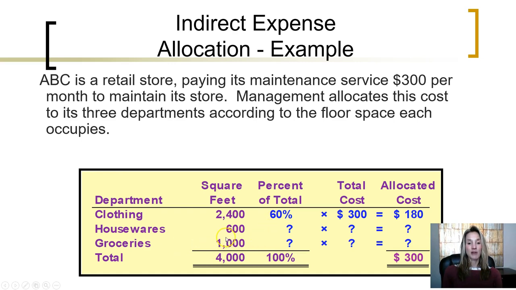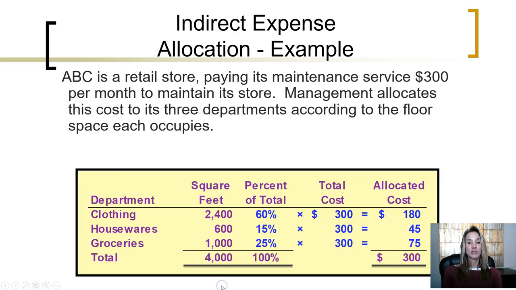We do the same for housewares. 600 square feet of the total 4,000 square feet, we are going to allocate 15%. 1,000 square feet of the total 4,000 square feet are consumed by groceries, or 25% of the total. Now that we know the total percentage each department occupies of the total square footage, we are now able to allocate the shared maintenance cost.